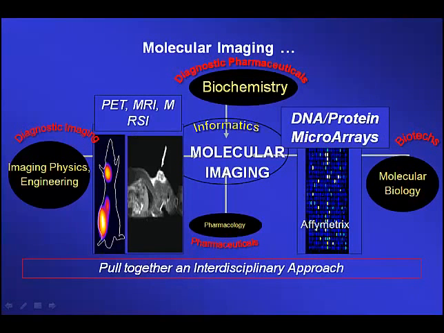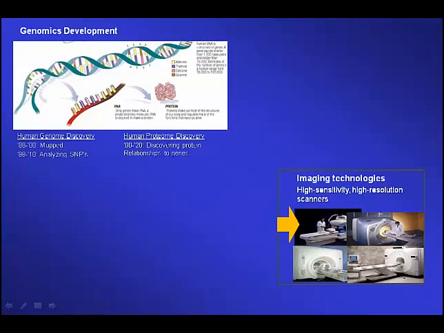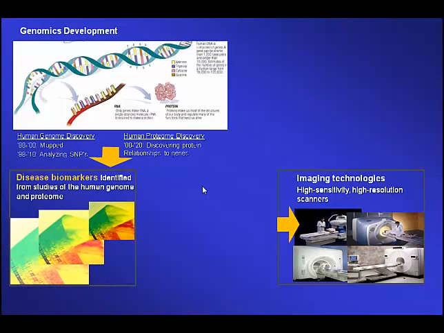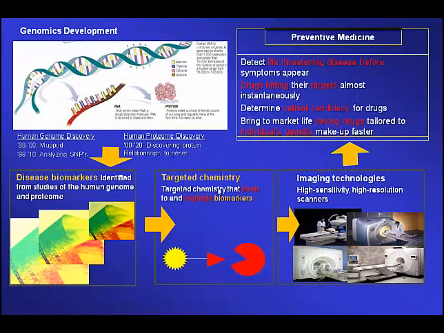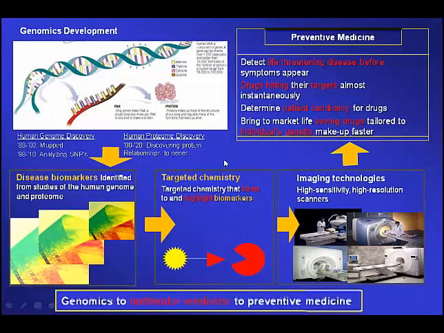Again, we can combine all of the diagnostic imaging, as I said, with diagnostic pharmacology and with genetic-based approaches, and we can get molecular imaging. It's all together the same thing, but collaborating with each science. Genomic development also, with disease biomarker questioning and finding biomarkers. If we combine them with targeted chemistry and with imaging technology, not only can we get molecular imaging, we can also get preventive medicine, and we can personalize this medicine to a certain patient.